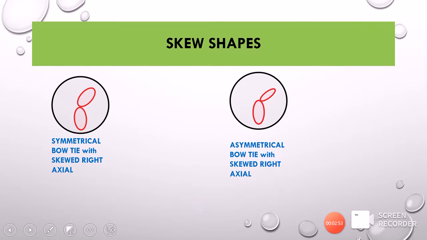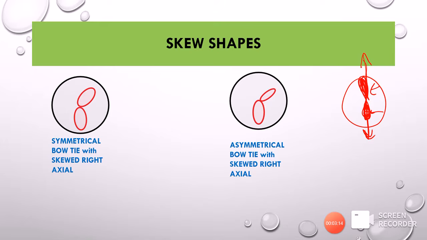Now let us talk about the skew shapes. So what is meant by skew shape? Skew shape means that normally we have a symmetrical bow tie like this. Okay, so the axis of this symmetrical bow tie is actually say 90 degrees. This part of the bow tie is also present on 90, and this part of the bow tie is also present on the same axis.